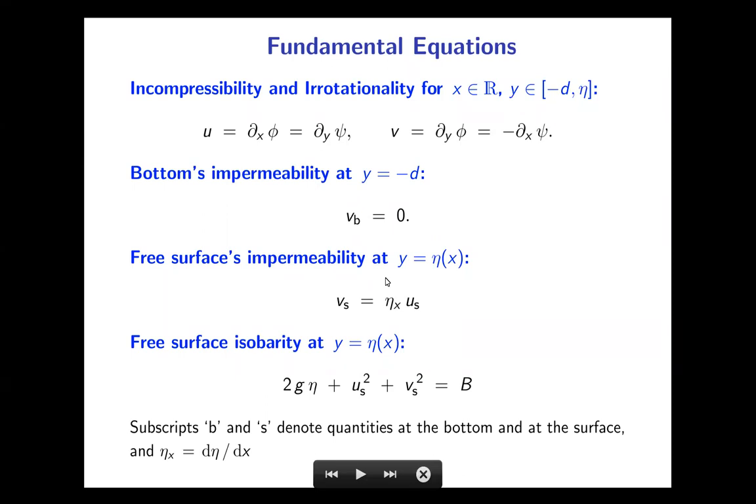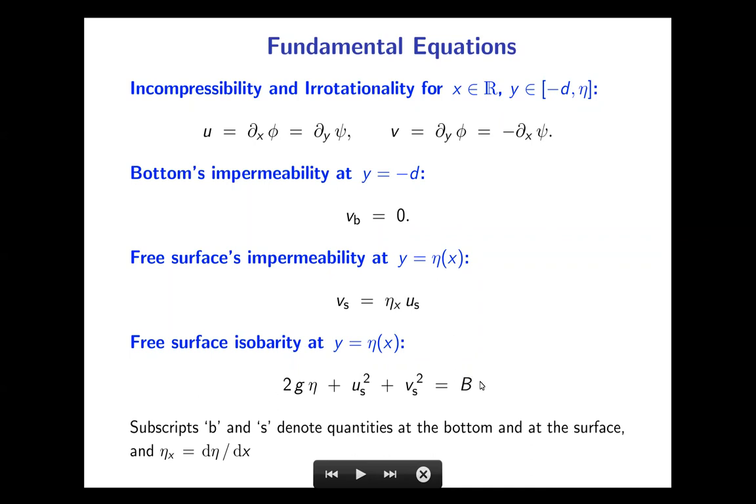For the seabed, we assume that the sea is not leaking, and the water is staying in the sea. So the bottom is impermeable, which means that the normal velocity, that here is vertical, is zero. Similarly, the free surface is impermeable. And we have a condition at the free surface that the pressure is zero. So there is no wind effect here, no capillary effect. So this zero pressure is given by the Bernoulli equation at the free surface. That is the last equation here.